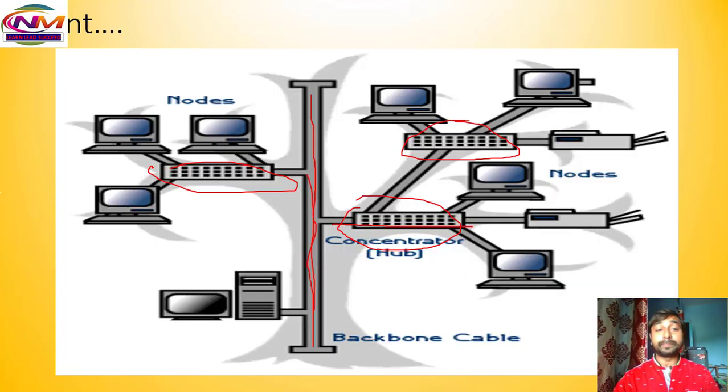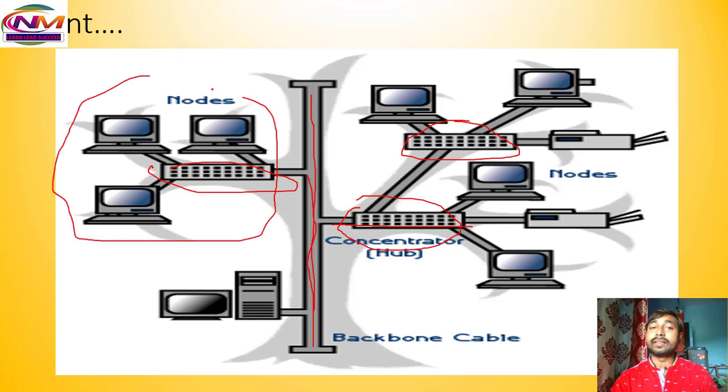Now just see over here. Here is one computer, a second computer and a third computer. They are in one network. This is one network.